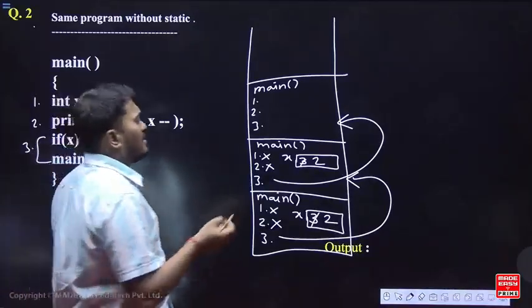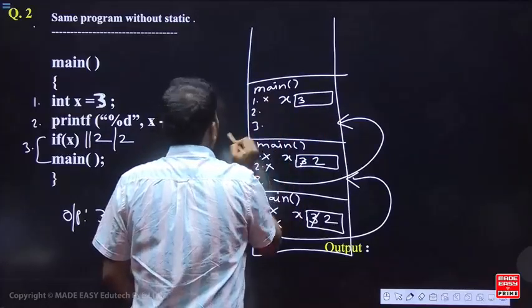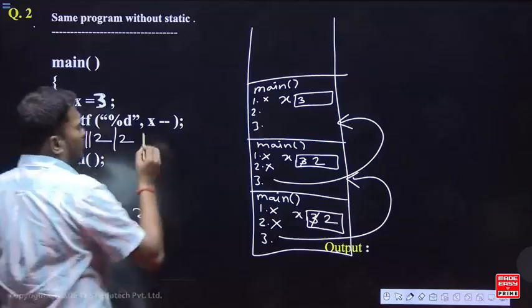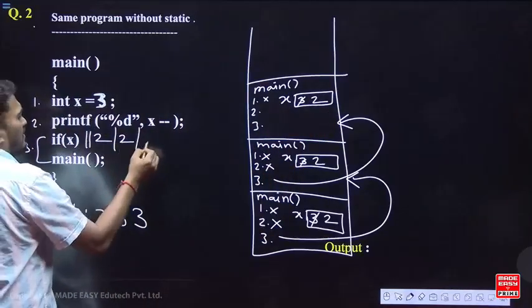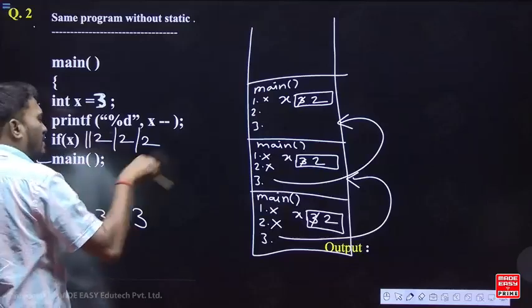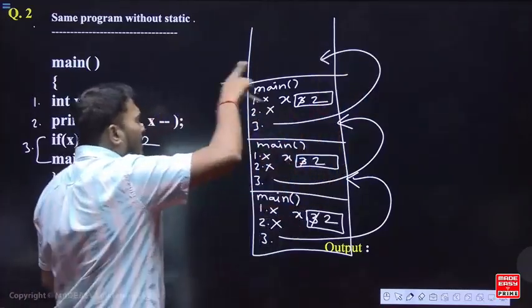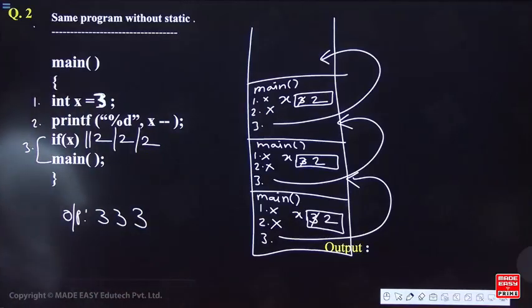Now what is the first statement? Local variable: for every function call a local variable is recreated and reinitialized. Again variable x is created and initialized with 3. Next, second statement printf percentage x minus minus, so 3 is printed, and since it is post decrement, x becomes 2. Next, if x is non-zero, it is true again, so again the main function will be called. Now the same thing will happen like this.